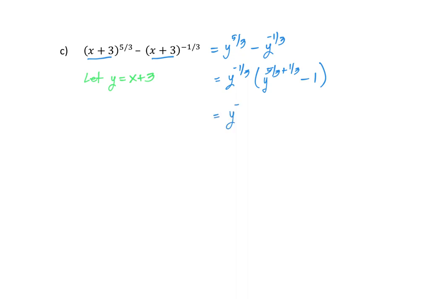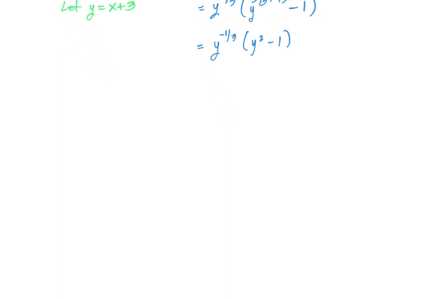We have y to the -1/3. In the parentheses, we have 6/3, which is 2. We have y squared minus 1. And I can see that I can factor that as y plus 1, y minus 1, using difference of squares. And I can drop the y below and make it a positive 1/3 exponent. So that's completely factored, no negative exponents.